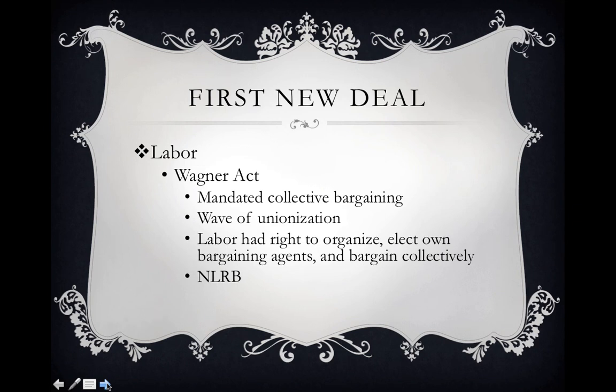Also, let's take a look at the impact on labor, particularly the Wagner Act is important. It mandated collective bargaining. Companies had to recognize unions and had to allow them to bargain collectively in these industries. So this helped to increase the level of unionization in the United States. And it specifically stated that labor had a right to organize, elect their own bargaining agents, and to bargain collectively. And also we talk about the National Labor Relations Board, which came up if there were disputes between unions and these employers, that the National Labor Relations Board acted as a moderator for these issues when they came up.